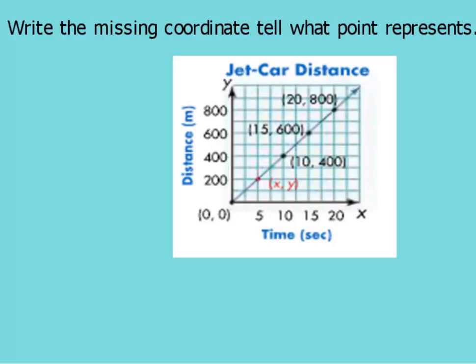Write the missing coordinate. Tell what the point represents. Here, this is the missing point. I will move from the 0 until 5. Then I will move up. Yes, here is 200. Now the ordered pair of this point is 5 and 200. And every time we write x first. Every time, we have to write x first, then y. Here we can say the point is 5 and 200.